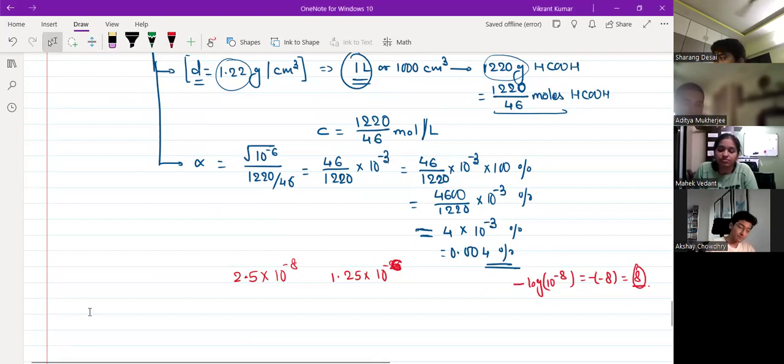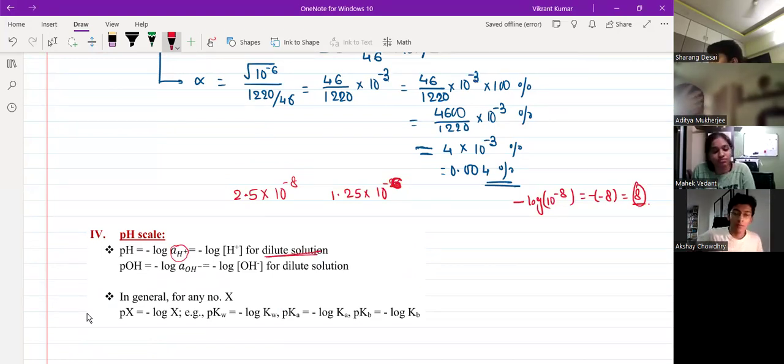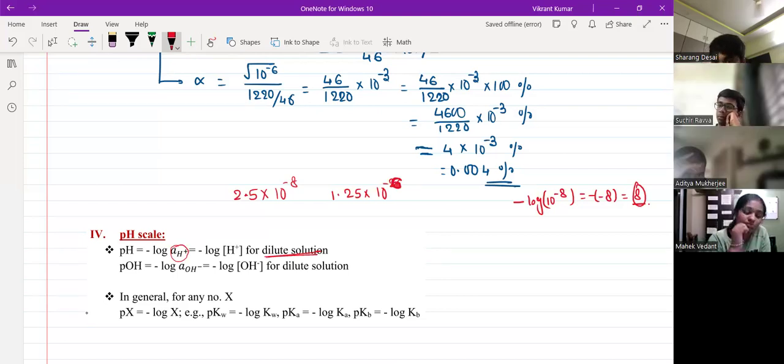By definition, pH is minus log of activity of H plus, or active mass of H plus. For dilute solutions, we say that active mass is nothing but the molarity. But if it is highly concentrated, then we cannot say that molarity will be the same as this. There, either they should give you the active mass or activity, or we need to take it as one.